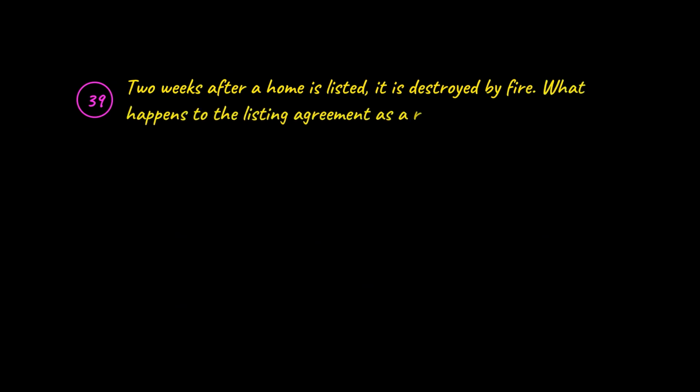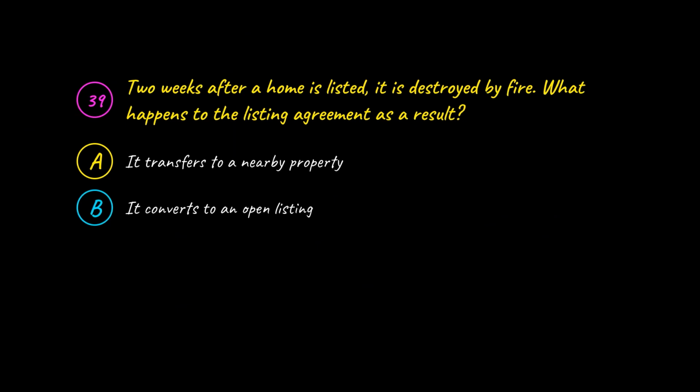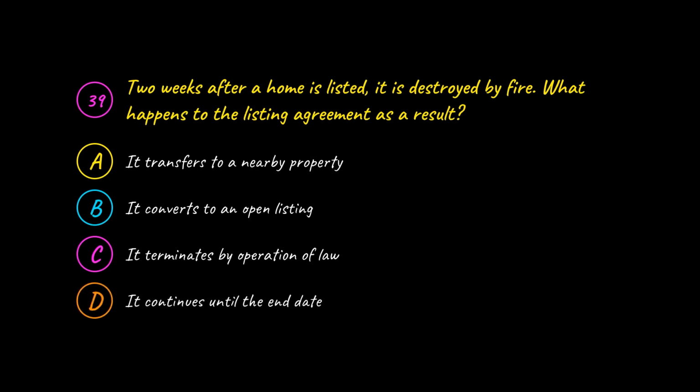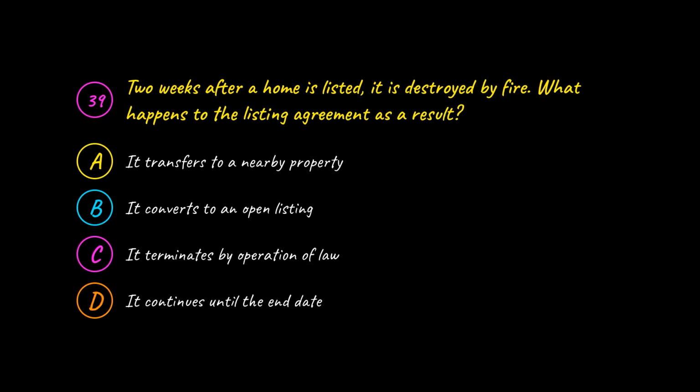Question 39. 2 weeks after a home is listed, it is destroyed by fire. What happens to the listing agreement as a result? Your options are: A. It transfers to a nearby property. B. It converts to an open listing. C. It terminates by operation of law. D. It continues until the end date. Don't overthink it. Which one feels right?